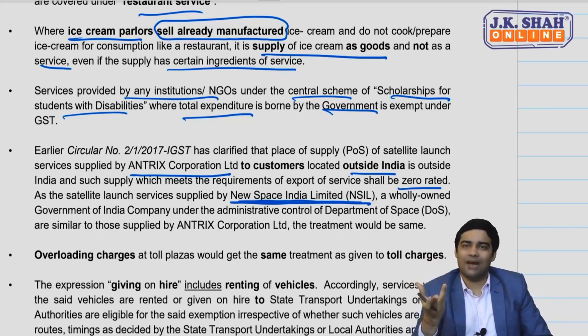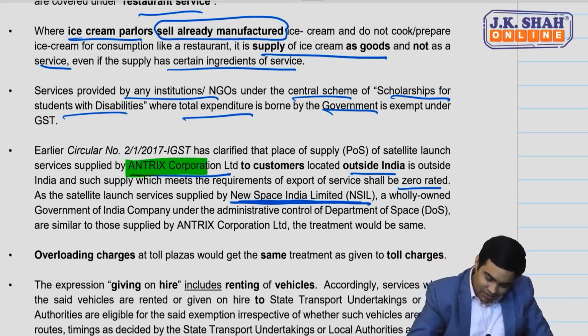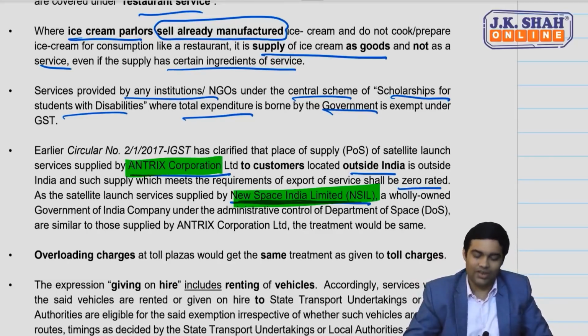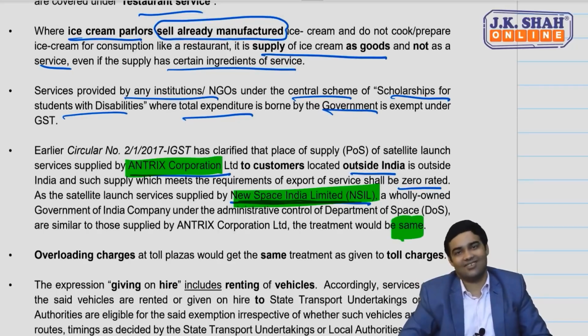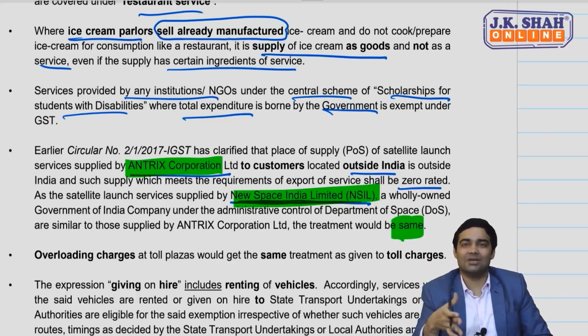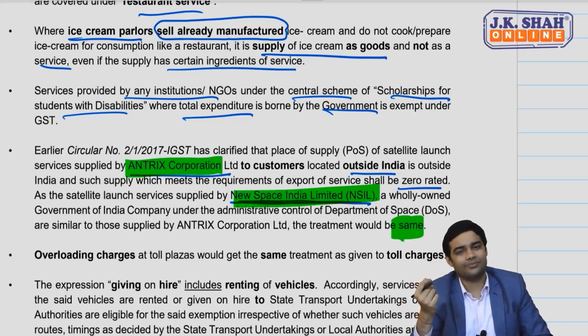How does it matter whether Antrix is providing or New Space India is providing? Both will be regarded as the same. That's what CBIC has clarified. And it is obvious. If Antrix is getting export benefit, New Space India Limited, which is again a government-owned entity, will also get this benefit. In fact, anyone involved in the satellite launch service would get the same benefit. Clear? Okay.